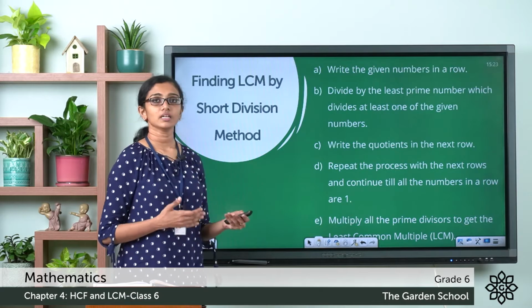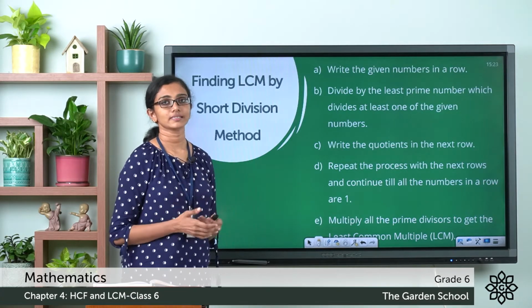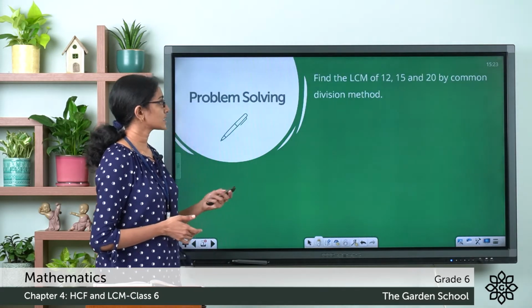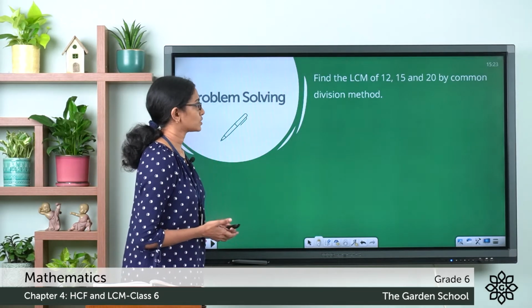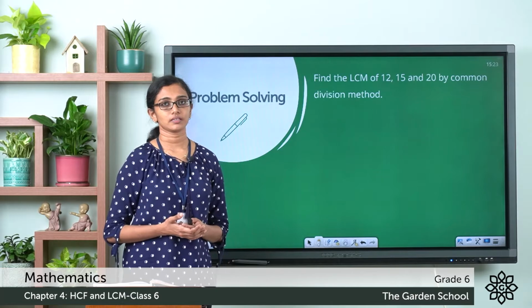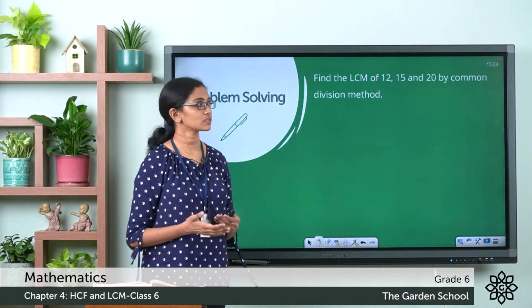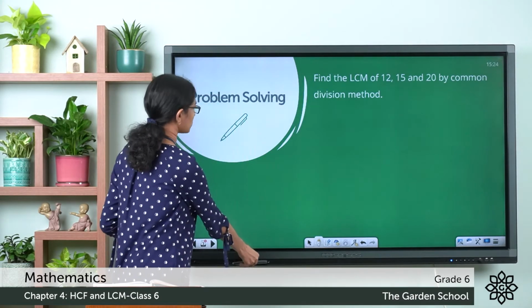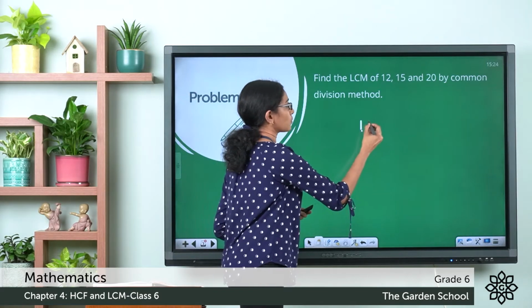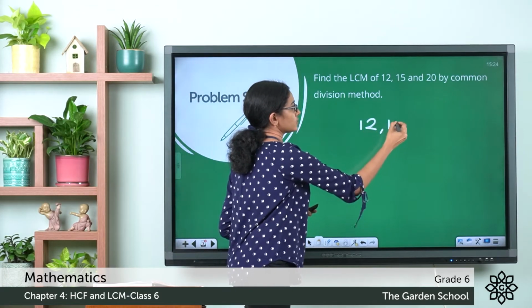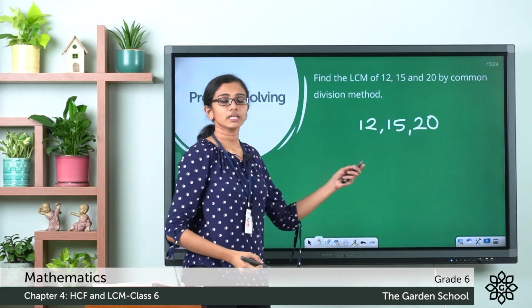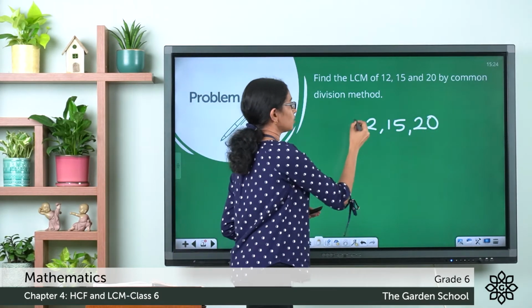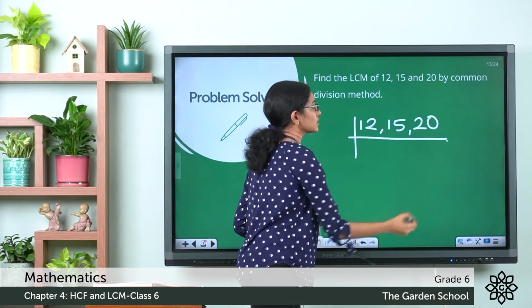Now we'll see how to go about this with an example. So look at the question here. Find the LCM of 12, 15 and 20 by common division method. Like I said, it is also called the short division method. So the first step is to write the given numbers in a row. So we have 12, 15 and 20. So we have written them in a row. Now you have to draw a grid like this.